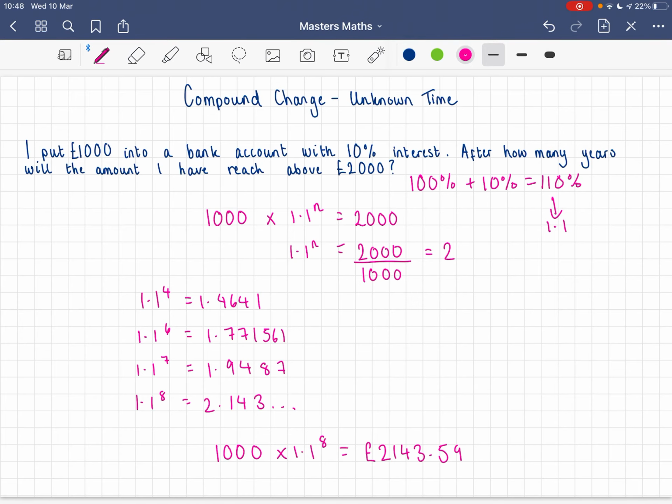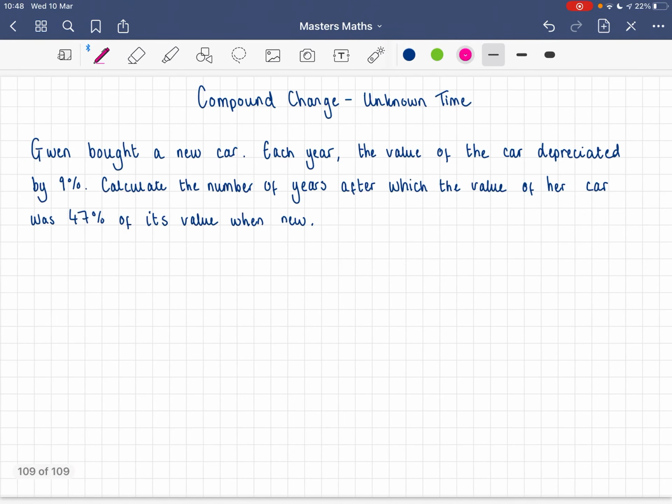Okay. So it's just trial and error, trying different values of the power until we get as close to 2,000 as possible. And then just to make sure, just to double check that you've got the right answer, we pop it back into the equation. Our answer is 8 years, so it takes 8 years to be above £2,000.